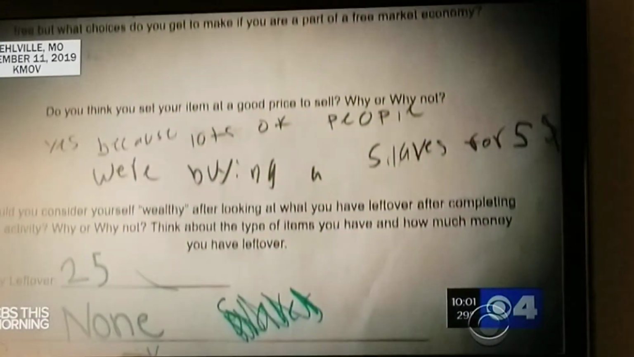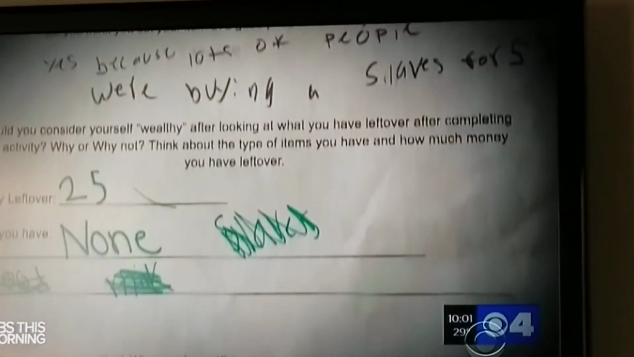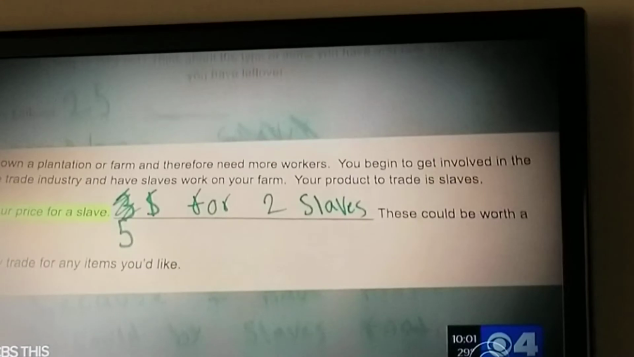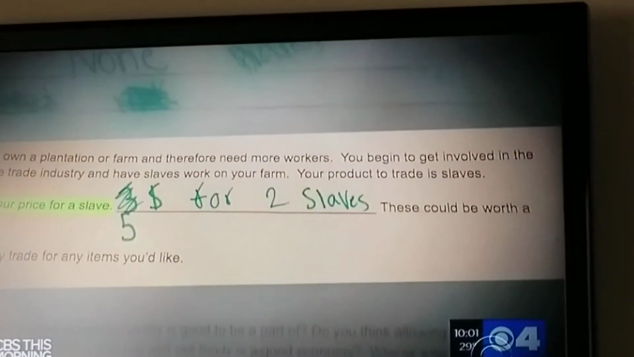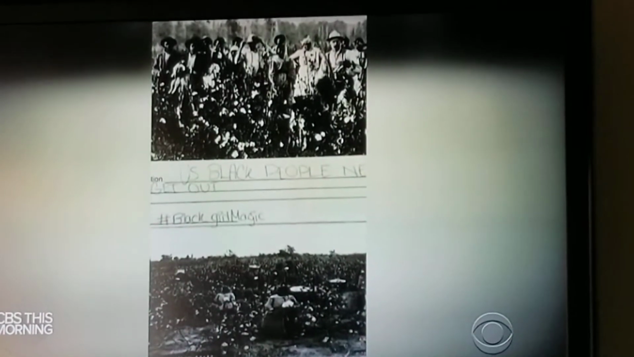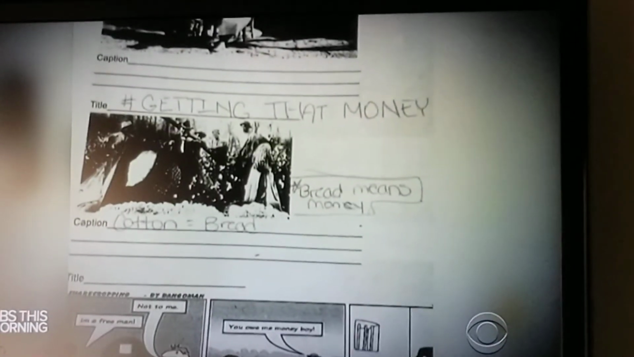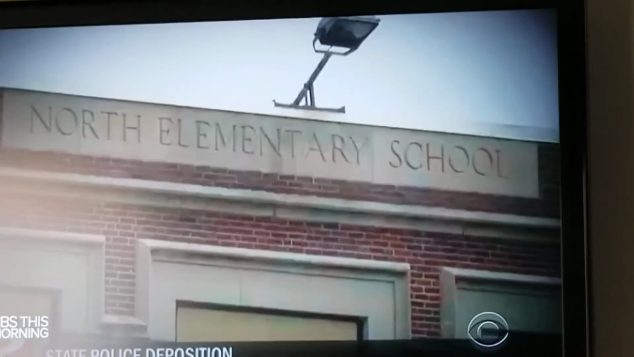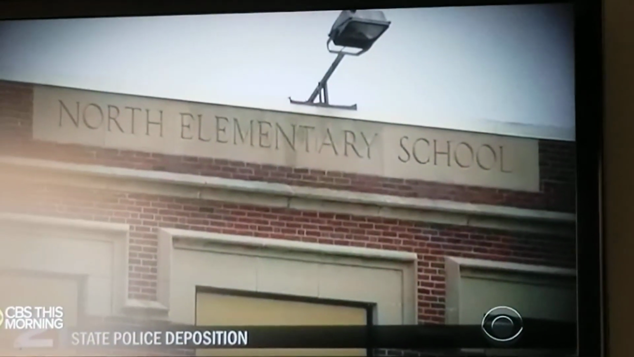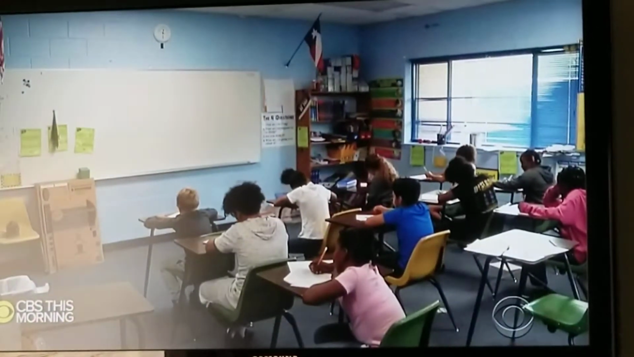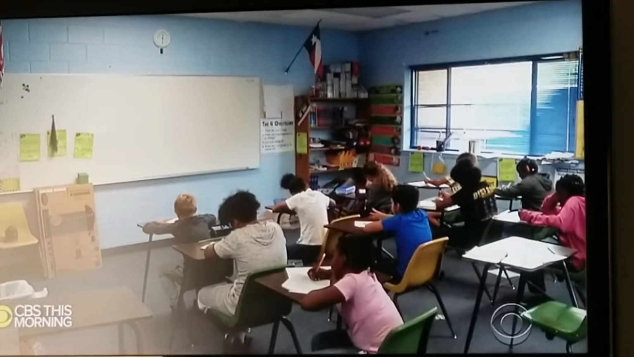The assignment asked students to put a price on slaves. What and how students learn about history is different everywhere and sometimes problematic. The teacher, who is white, told them to write funny captions on images of freed slaves. There are reports the teacher made black students act as slaves. There is no national standard for what history is taught.